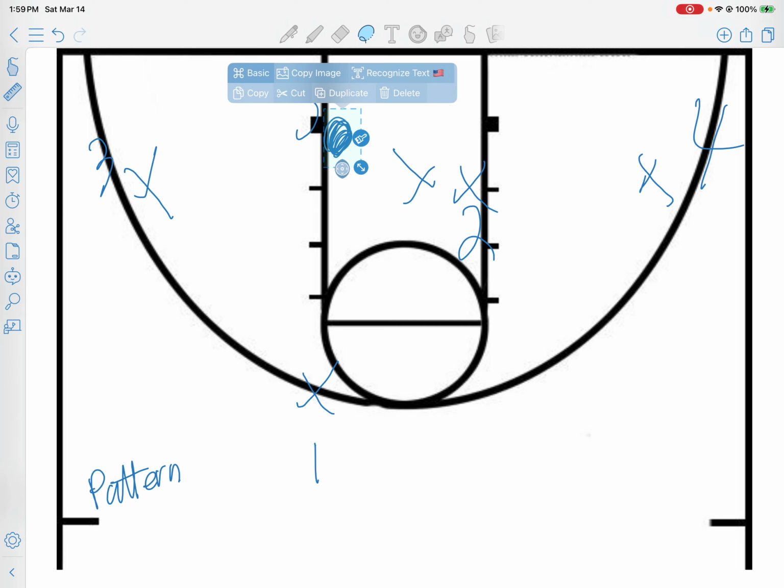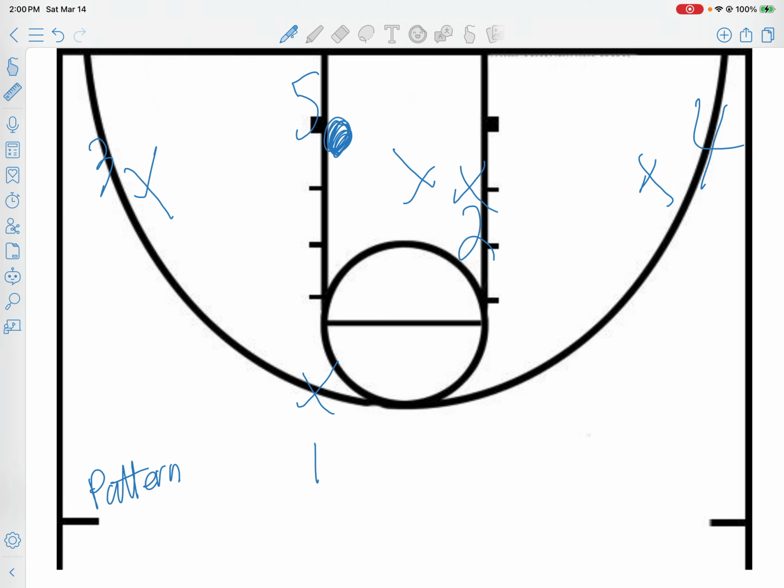Okay? So the pattern is, again, take the one-on-one. If it stays one-on-one, good. As you go through your defender, read the help defense. If no help, you finish one-on-one. If the help steps up, draw him in, and then make the pass to the help side offensive guy.